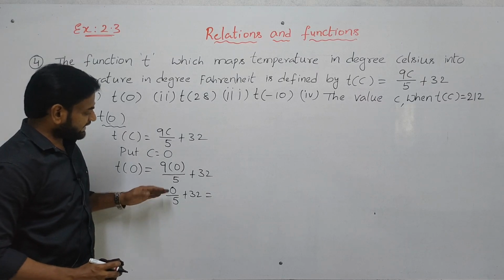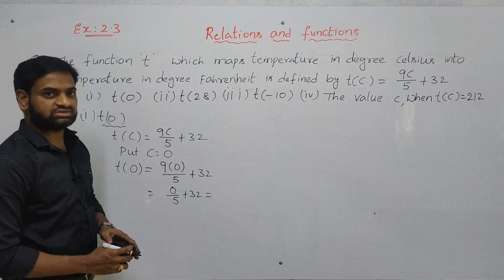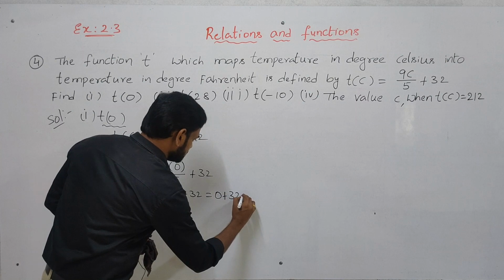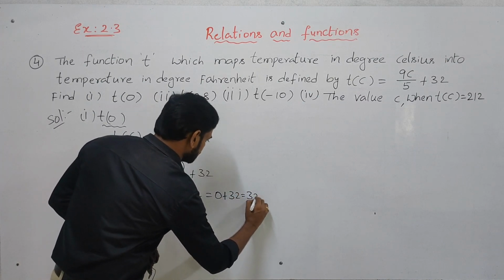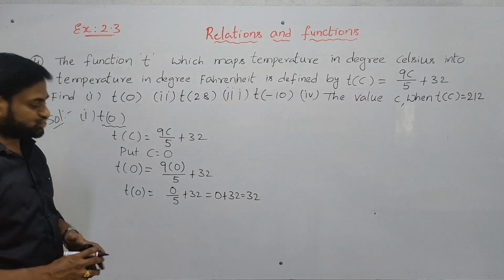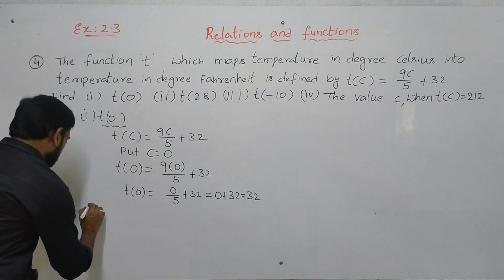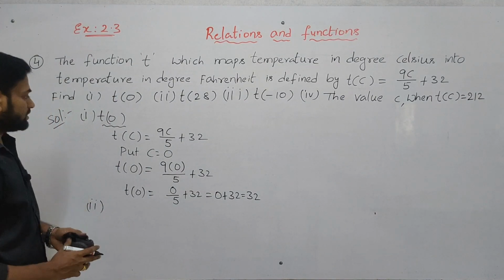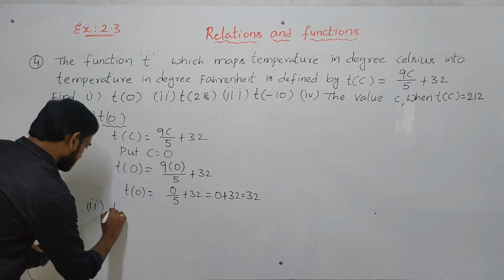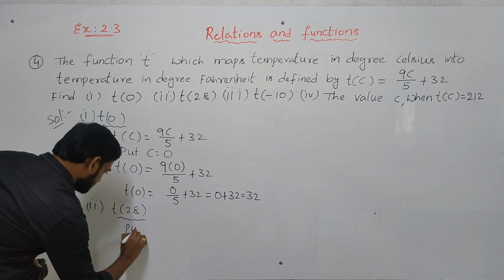Now 9 into 0 is 0, so 0 by 5 plus 32. 0 by any value is 0, plus 32. So 0 plus 32 is 32. So the answer for t of 0 is 32. Next, what about the second problem? The second is t of 28.